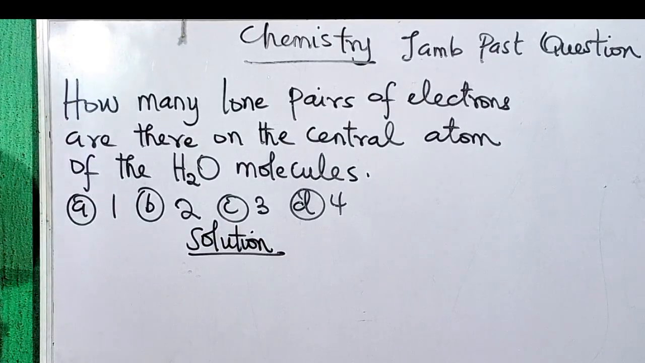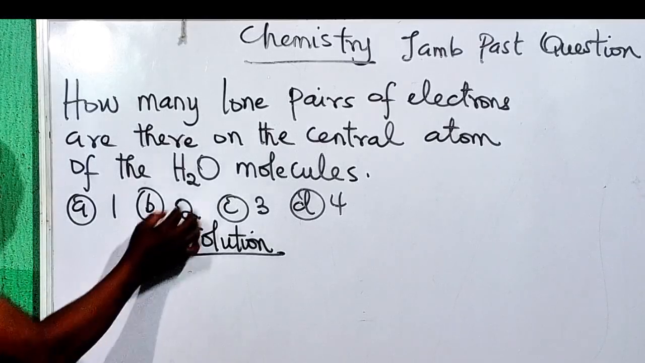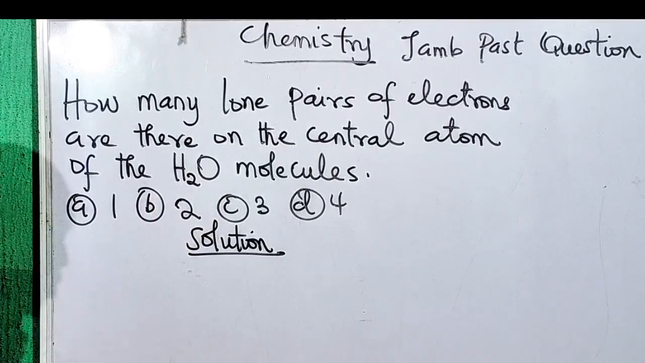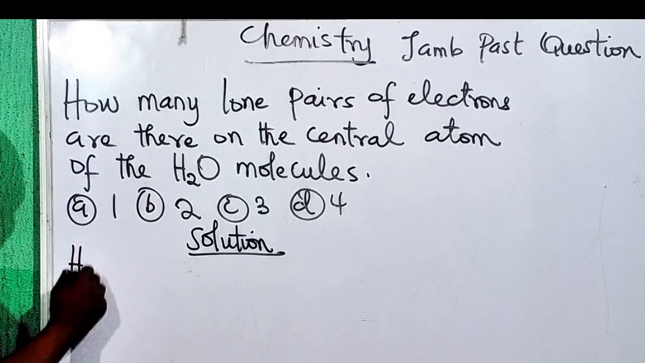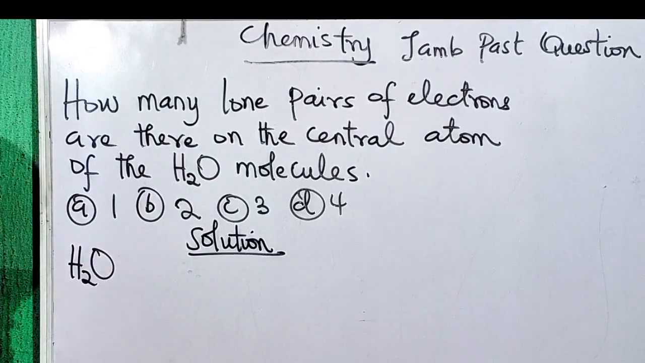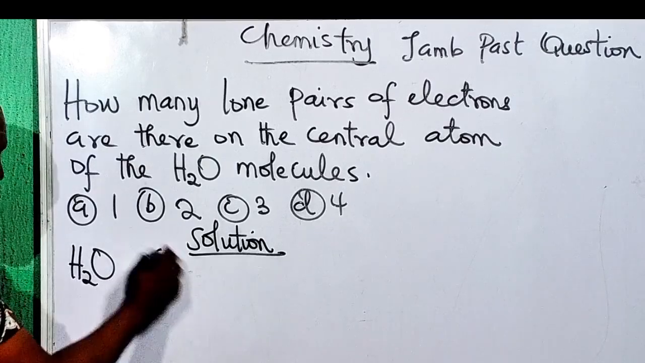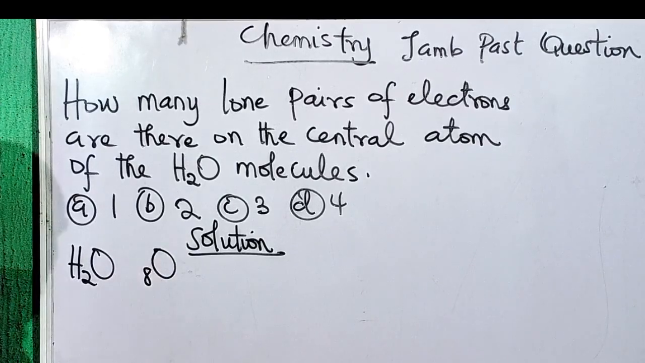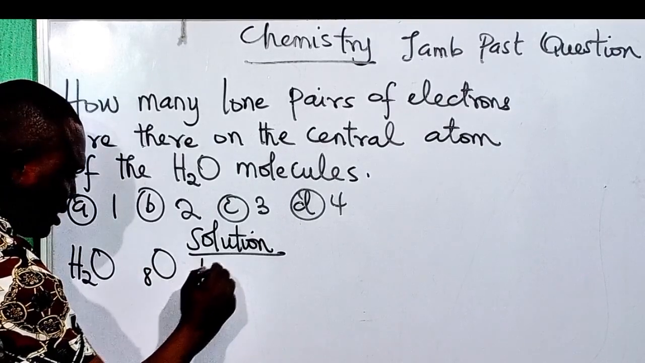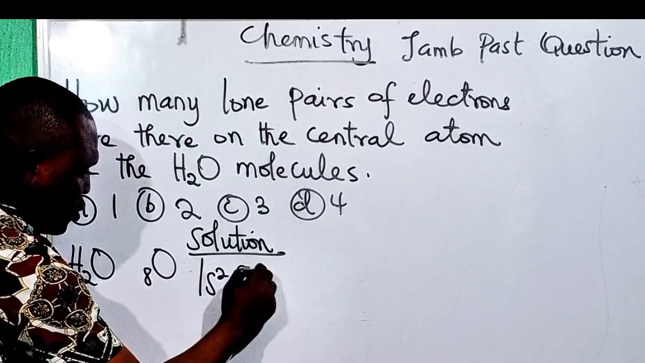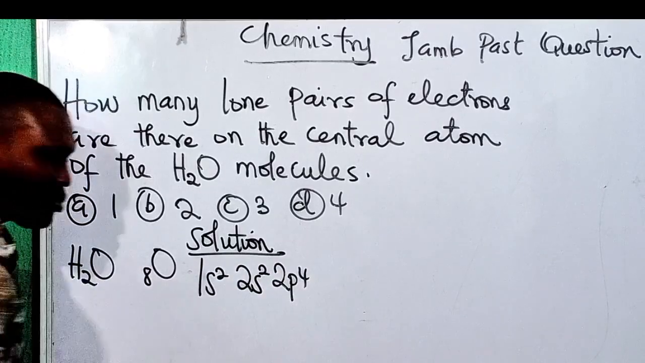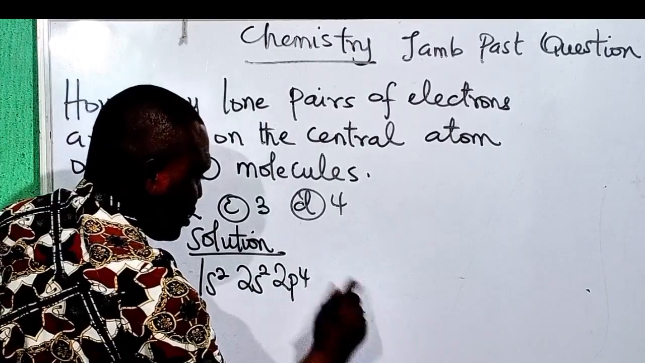Now in attempting this kind of question, the first step is to locate the central element in the molecule of water. So if I have H2O, the central element here is oxygen, and oxygen has an atomic number of 8. Now let us write the electronic configuration of oxygen. It's going to be 1s2, 2s2, and 2p4. Is that clear?